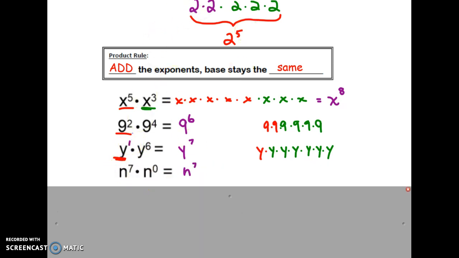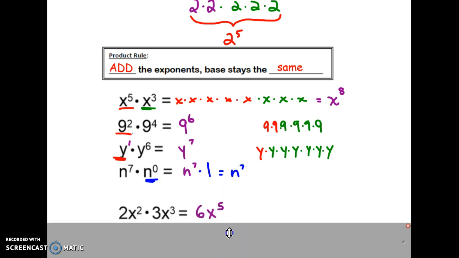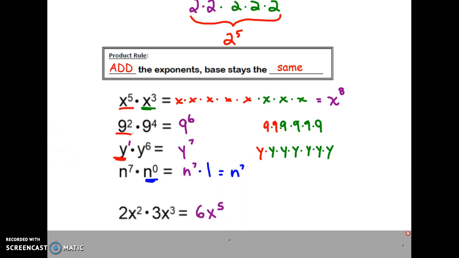Now for this one, it's pretty tricky because we have to remember that anything to the 0 power has a value of 1. So technically the problem given to us is that we have n to the 7th power times the value of 1. Anything times 1 is just the number that we started with, n to the 7th. So we don't have to write that one out if we don't want to.